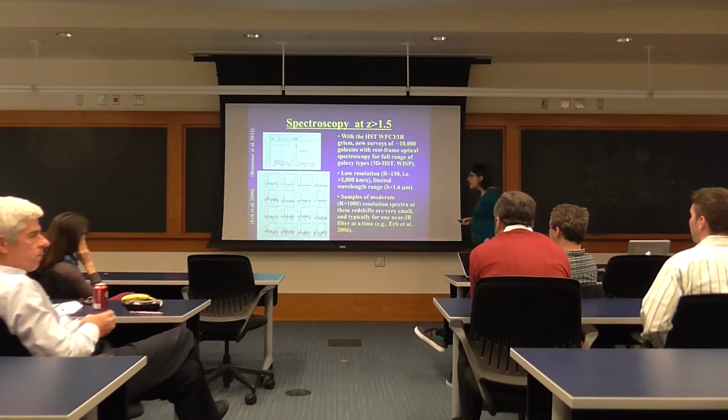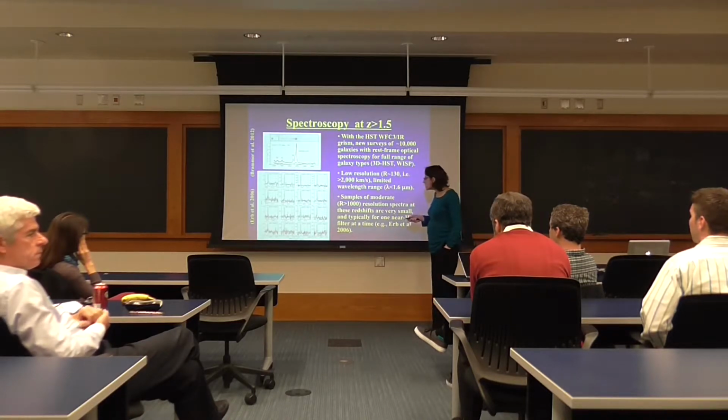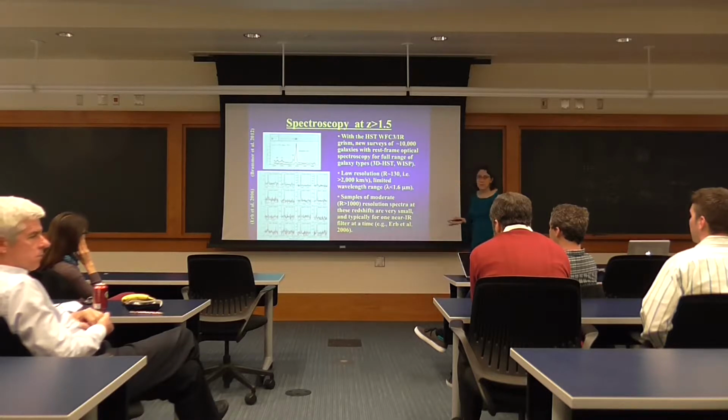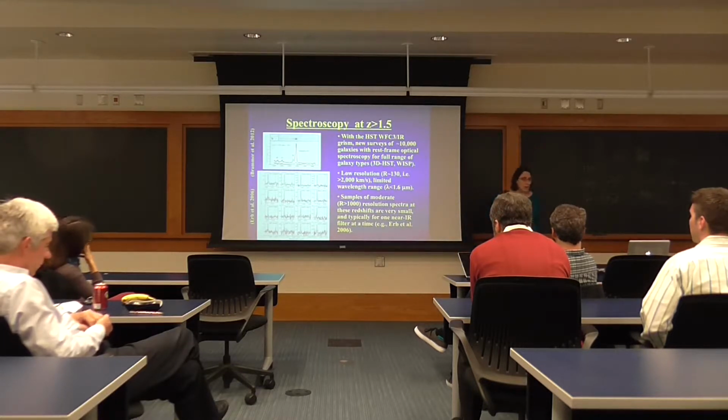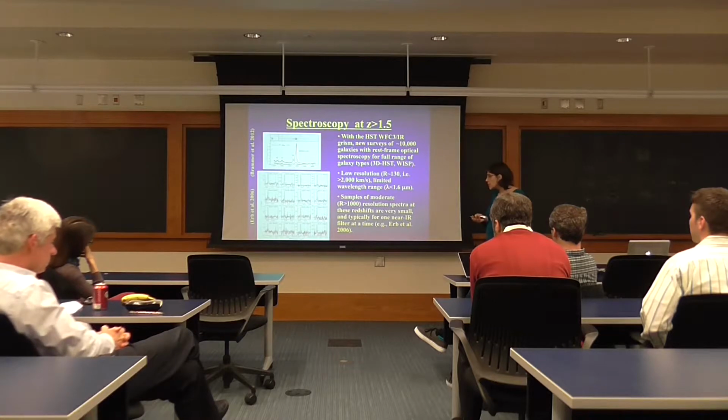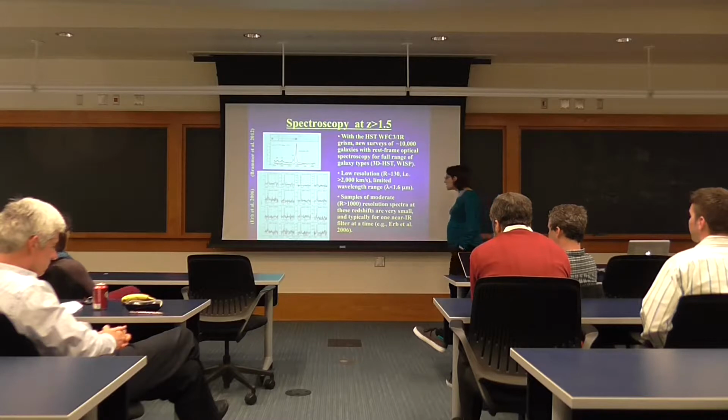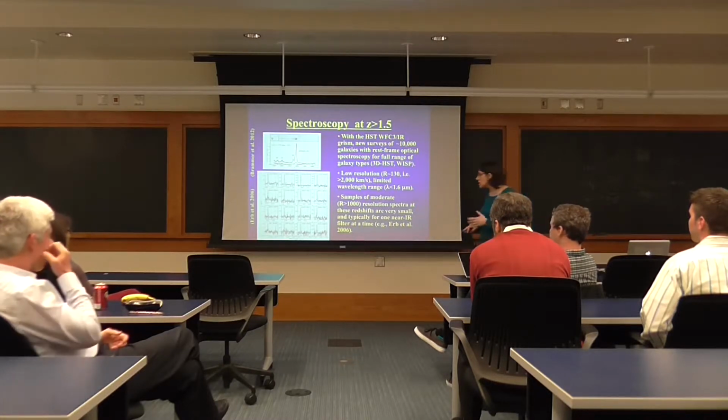At the same time, going back more than 10 years, there are samples of moderate resolution spectroscopy in the near infrared, or the rest frame optical at redshift 2. By moderate resolution, I mean resolution of more than 1,000, so that's a couple hundred kilometers per second. But the problem is that these samples are small, and typically they're only done for one filter at a time. Okay, so I'll show you an example of such spectra.